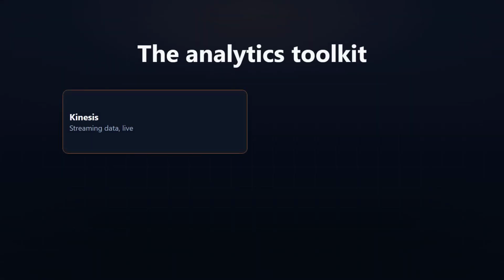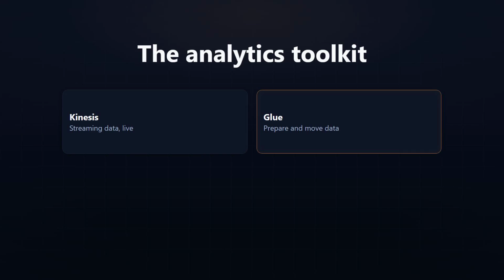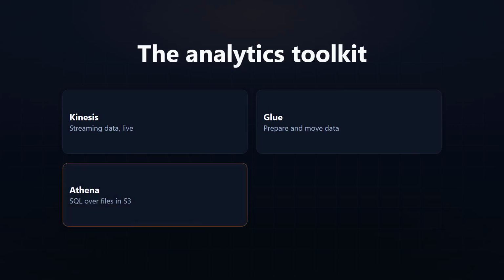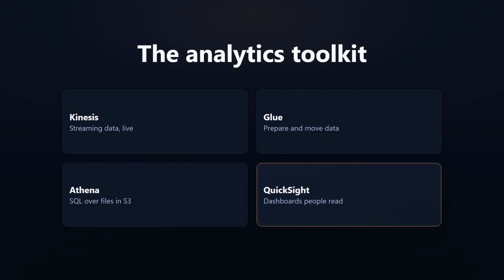Kinesis takes in streaming data as it happens. Glue prepares and moves data between places. Athena runs SQL queries straight over files in S3. QuickSight turns the results into dashboards people read.